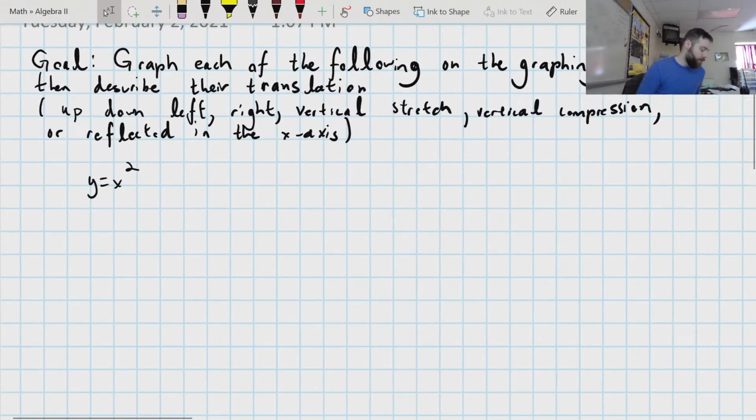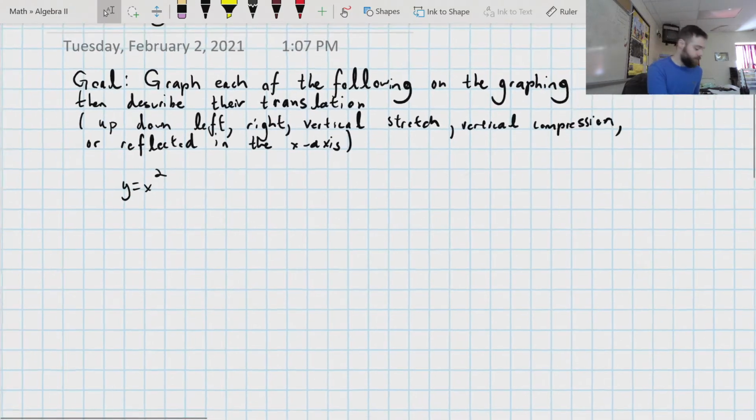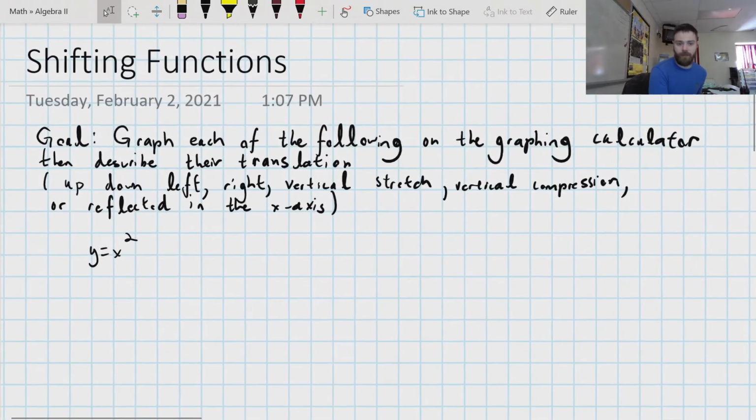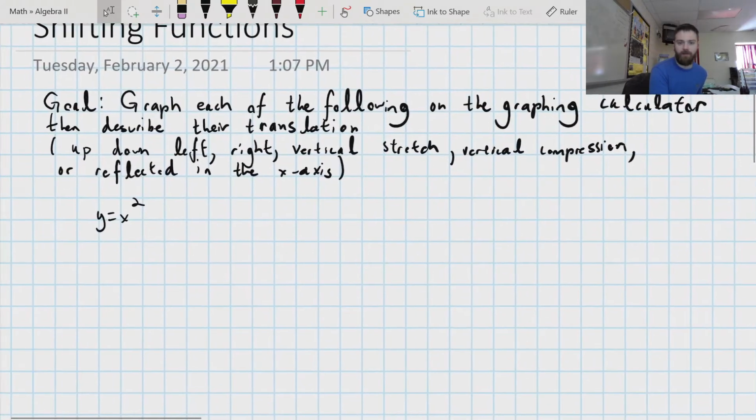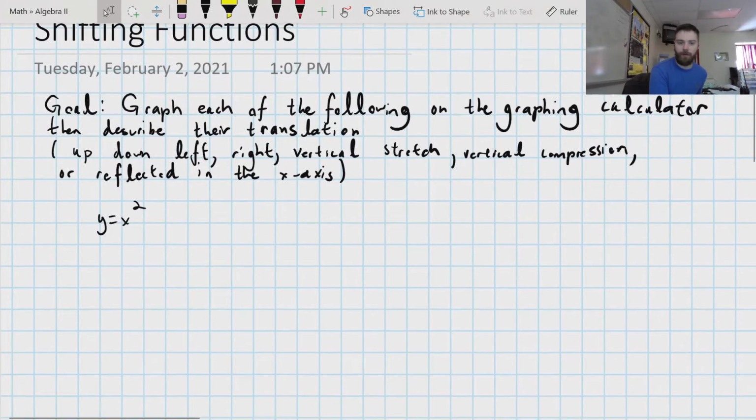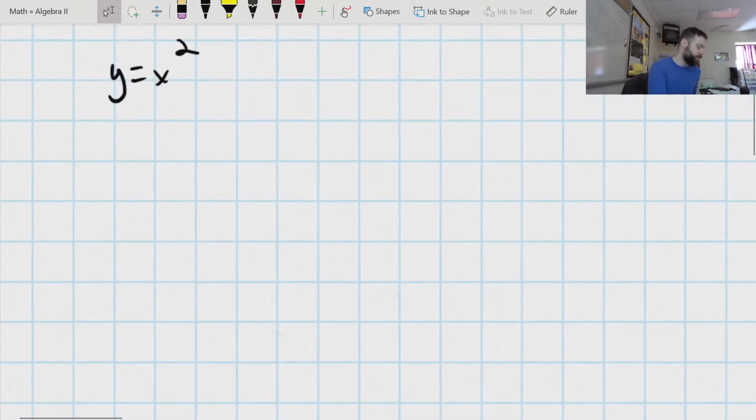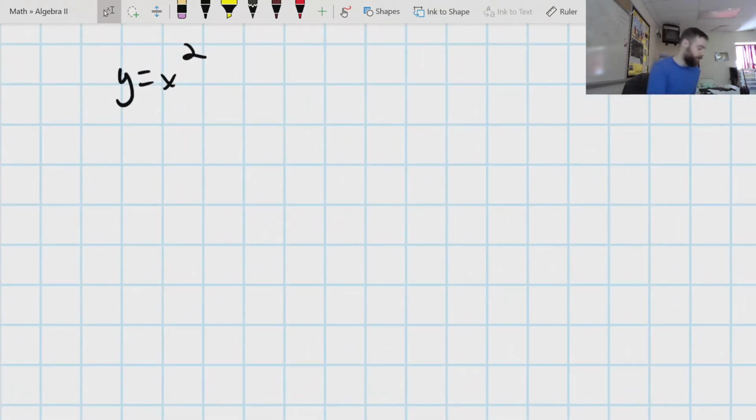So you're going to graph each of the following on the graphing calculator, then describe their translation, whether it's up, down, left, right, it's a vertical stretch, a vertical compression, or it's reflected in the x-axis. And it can be combinations of these things, so we will talk about that. So the first function we need to graph is y equals x squared. And we're actually going to do this one by hand.